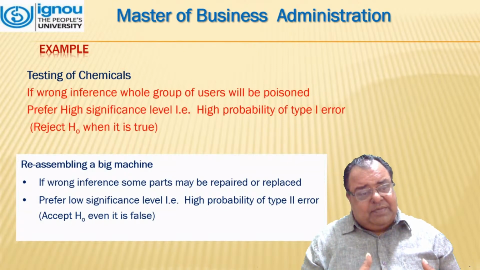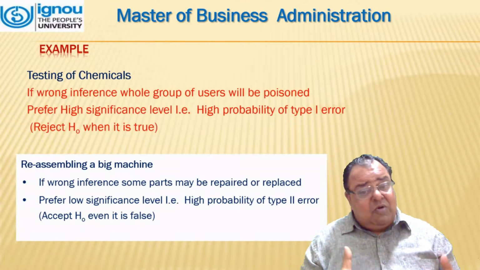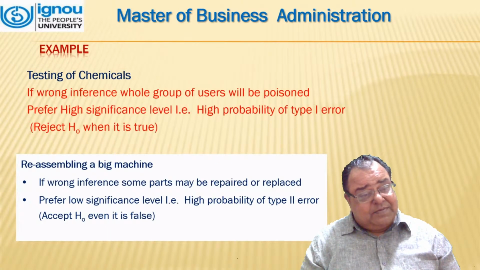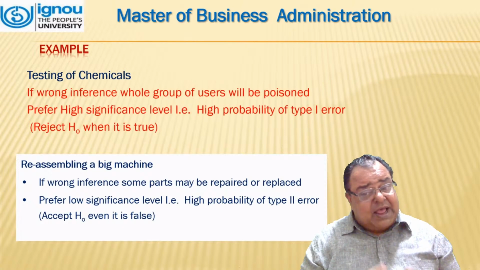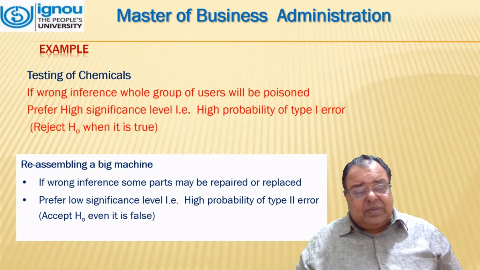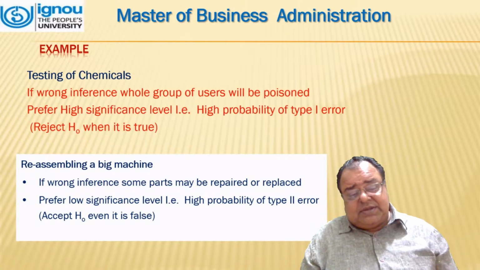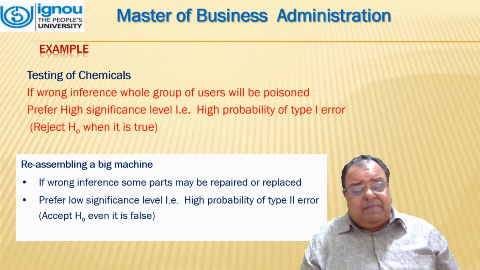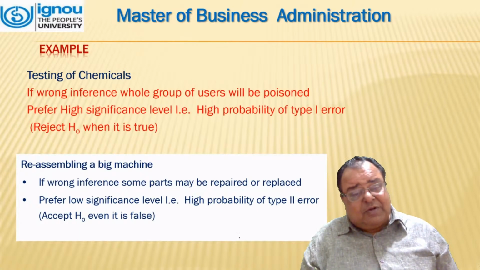Testing of a chemical. If a wrong inference is drawn, the whole group of users will be poisoned. What will we do? We prefer a high significance level, that is, a high probability of type 1 error, and we reject H naught when it is true. Another example, the free assembling of big machines. If a wrong inference is drawn, some parts may be repaired or replaced. We prefer a low level of significance, that is, a high probability of type 2 error, and we accept H naught even when it is false.